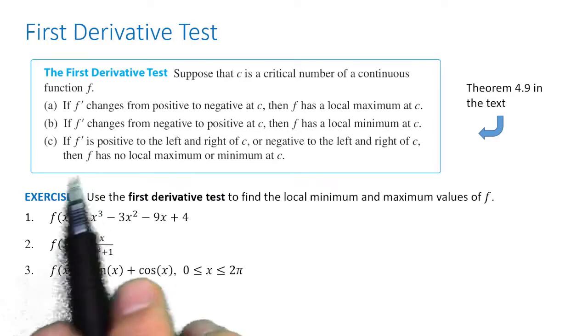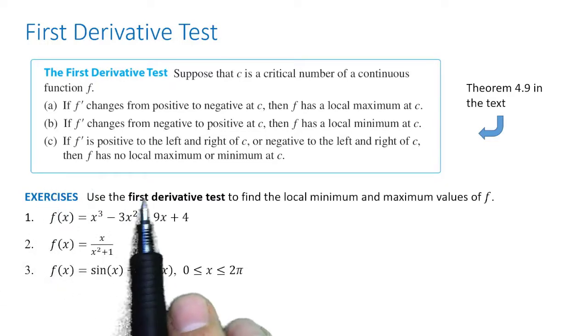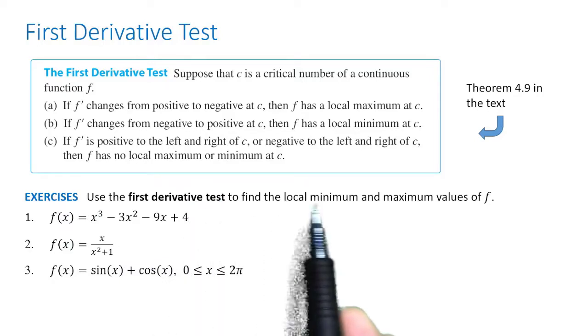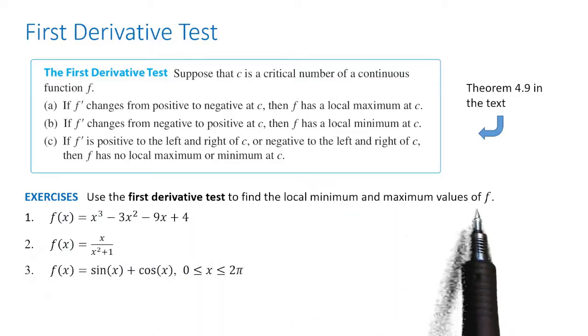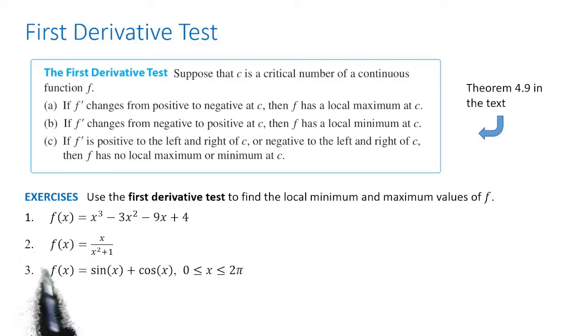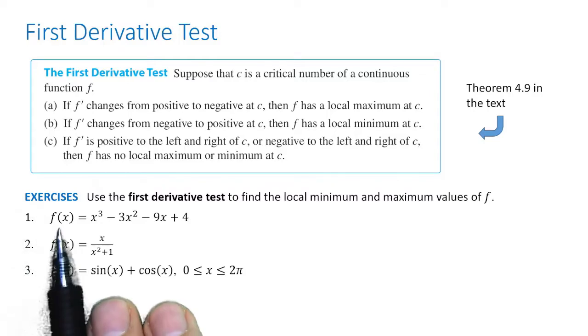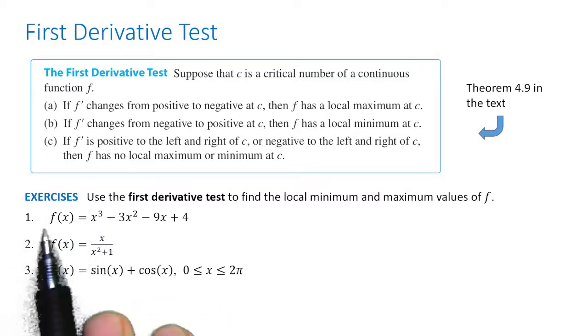All right, so here we have some exercises, and the exercises ask us to use the first derivative test to find the local minimum and maximum values of f. And we have several functions f down here. Now, you should recognize these functions from the previous video on the increasing-decreasing test. All right, so if you haven't watched that video already, please stop this one, go watch that one, because what we discussed there is very relevant to what we're doing here. Okay, but anyway, let's start with this first function, this polynomial right here.